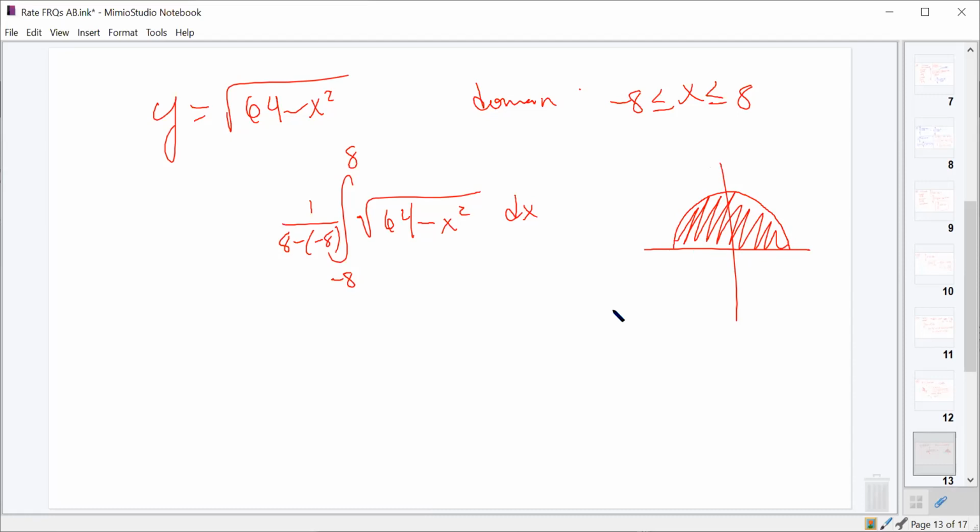Well, that's just the area of a semicircle. So the integral from -8 to 8 of root 64 minus x squared ought to be 1/2 pi times the radius squared. And so that ought to be 32 pi over 16, which should come out to be 2 pi. I'm pretty good with that, so you got to use a little bit of geometry there to figure out that integral. Any questions on 33?